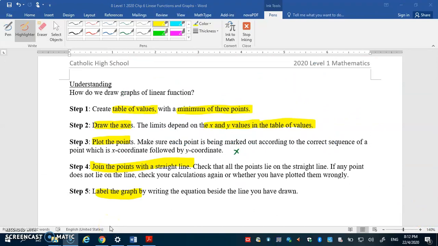Okay, on page 10, we see a quick summary of how to draw graphs of linear functions. Step 1, create your table of values, minimum 3 points. Step 2, draw the axis. Find the scale that is suitable to plot all the points that are in the table. Step 3, plot the points with a cross. Step 4, join the points with a nice straight line with a ruler. And step 5, label the graph by writing the equation beside the line you have drawn. And you're done. Thank you.